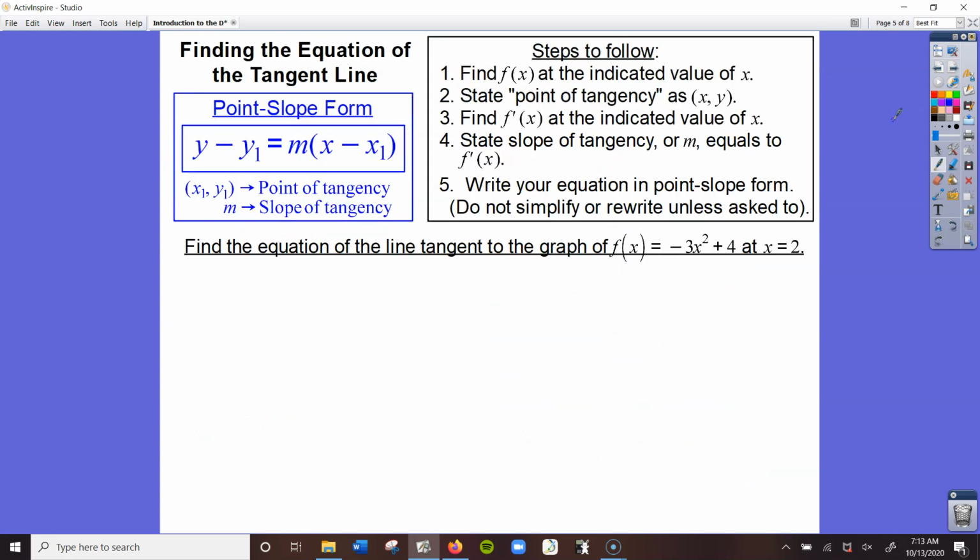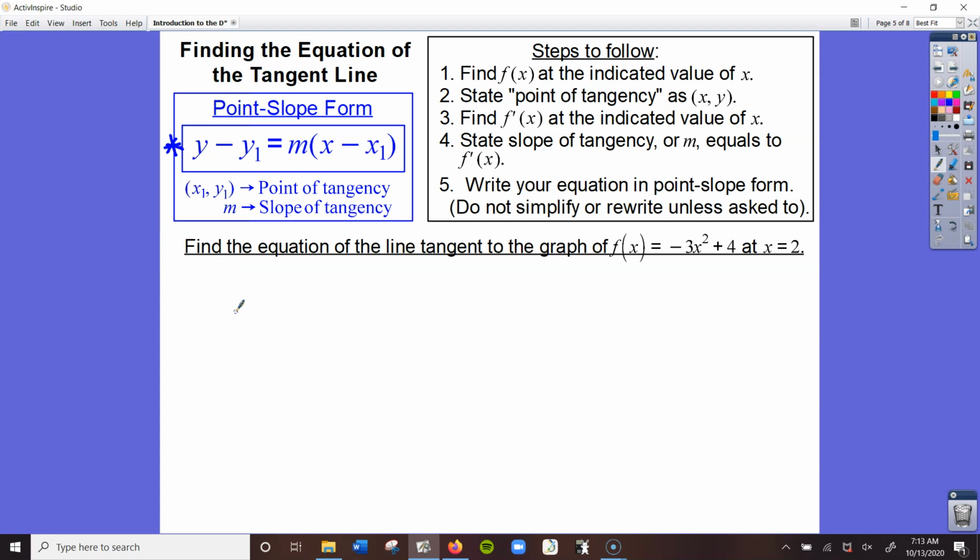Now, throughout the year, we're going to be finding the equation of the tangent line. So we've learned how to find the slope, but now we need to get the entire equation. And so I put some steps for us here to follow. In order for us to find the equation of a line, right, or any line, we need two things. We need a point and we need a slope. And if we have the point and we have the slope, then we can plug it in to point-slope form.